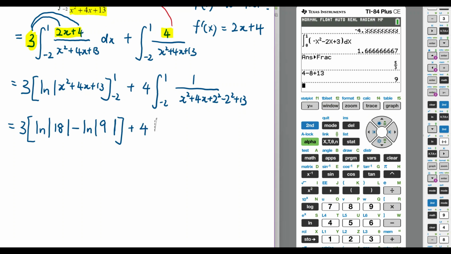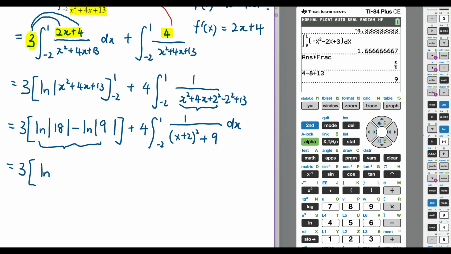When I integrate this, I can't integrate yet, so I'm just going to write it in completed square form. This will be x plus 2 squared. These three terms complete the square. Behind is plus 9, dx. So when it comes to things like that, in ln form, we have ln minus ln. You have to apply your law of logarithm. That would be ln of 18 over 9, ln u minus ln v.